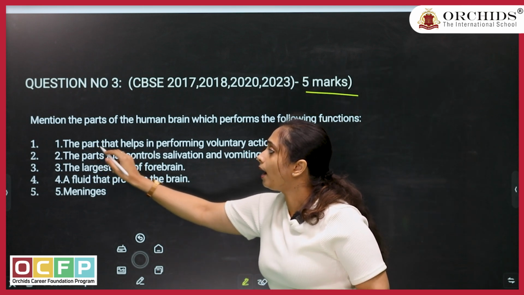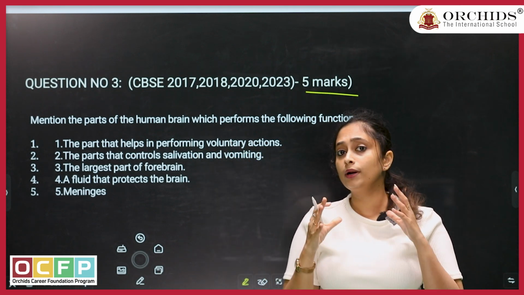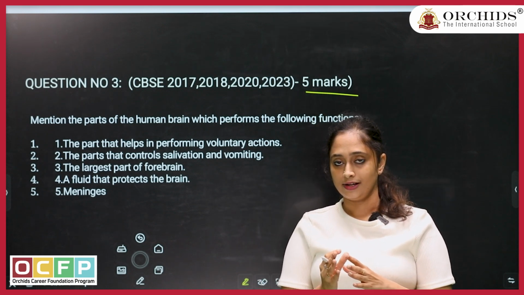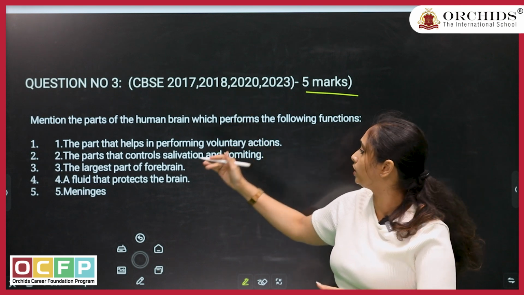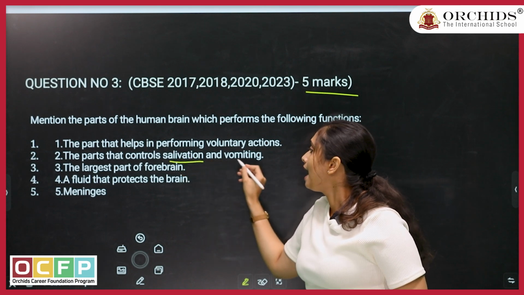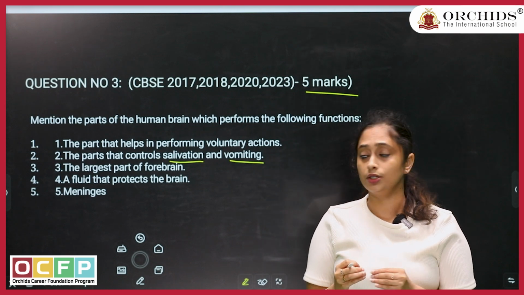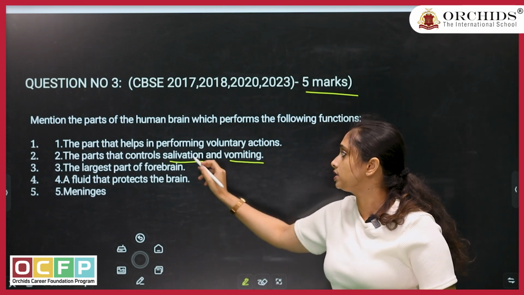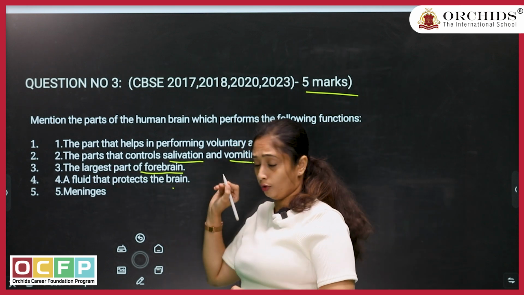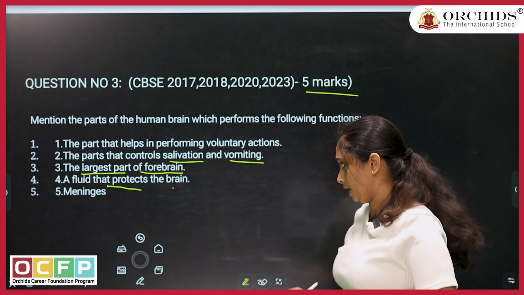First one is the part that helps in performing voluntary action. In your brain, which part is controlling or performing the voluntary action? I think you got the answer. Anyway, moving to the next question. Second question is the part that controls salivation and vomiting. Which part of the brain is controlling these 2 activities, salivation and vomiting? And the third question is the largest part of the forebrain. Which part of the brain is known as the largest part of the forebrain?